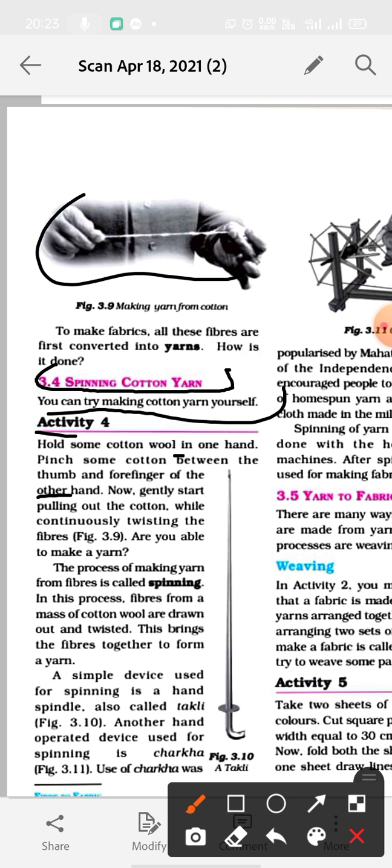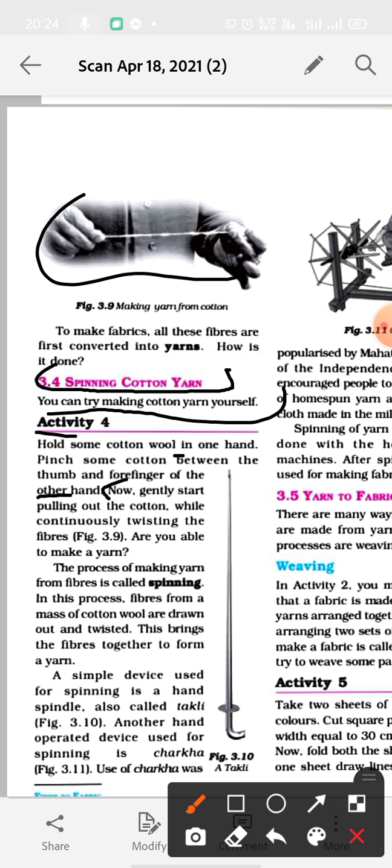Yes, this we studied in the last class. What do we have to do? We have to hold some cotton wool in one hand and pinch some cotton with the help of the thumb and forefinger of the other hand. क्या करना है? हमें कॉटन वूल एक हाथ में रखना है और थंब और फोरफिंगर की हेल्प से हमें कॉटन को पिंच करना है.